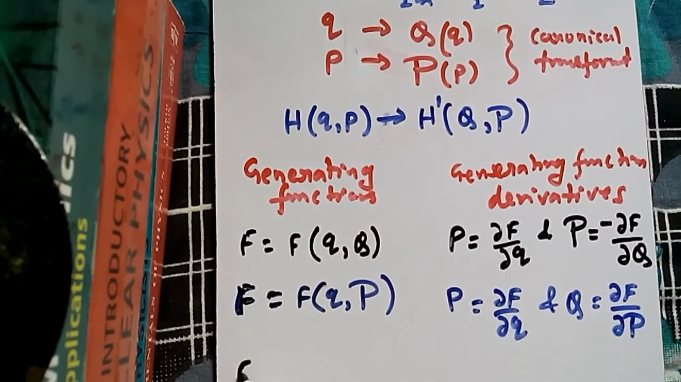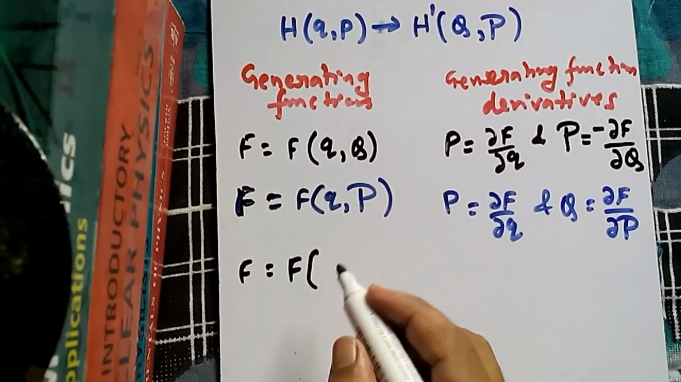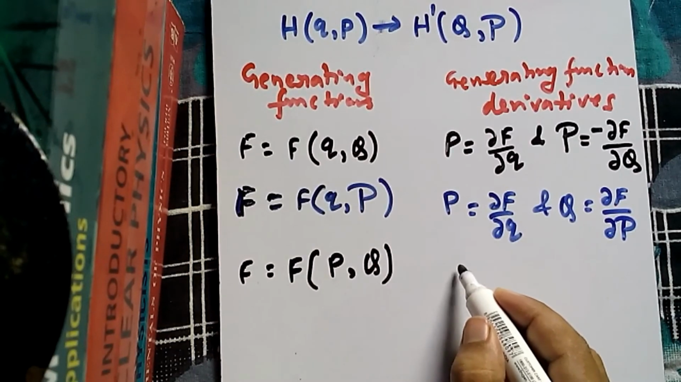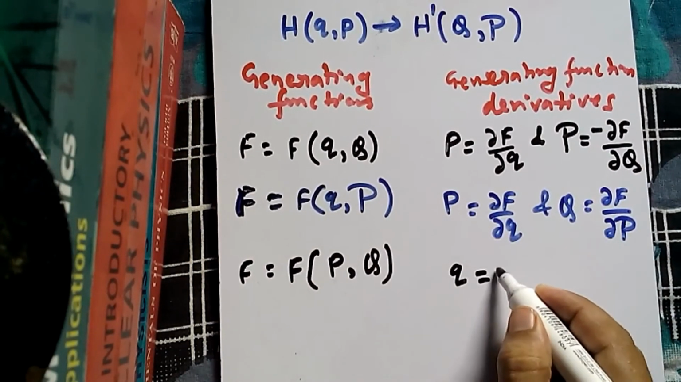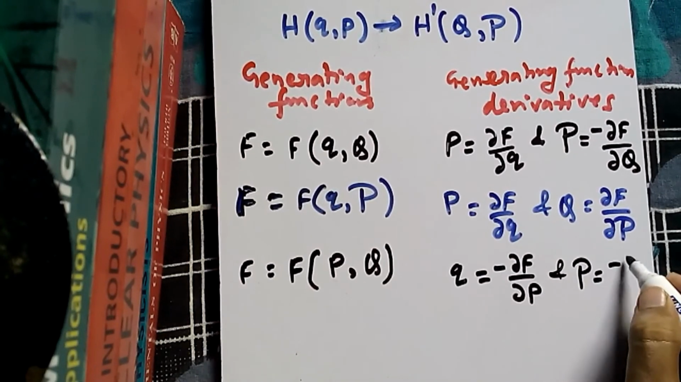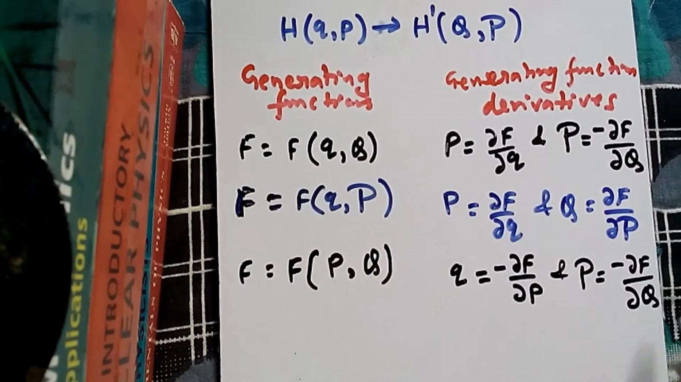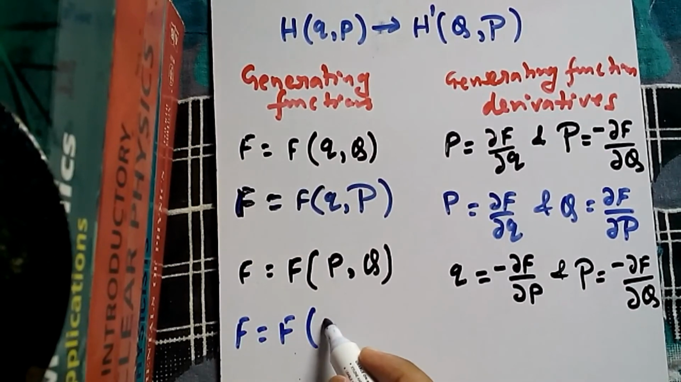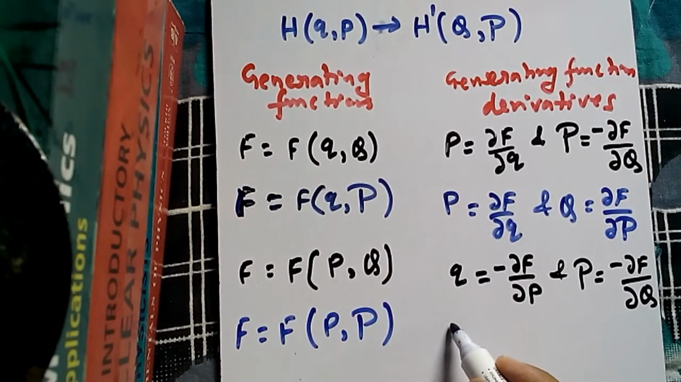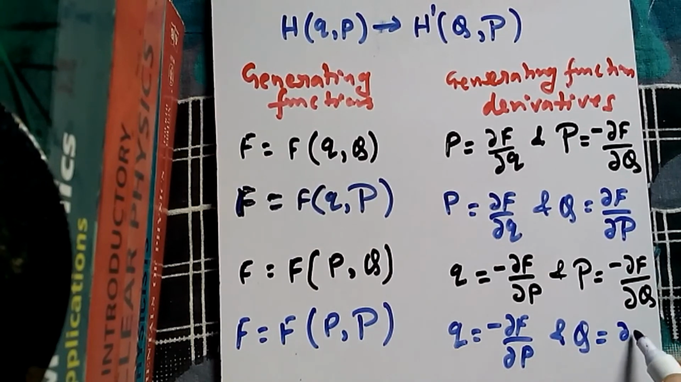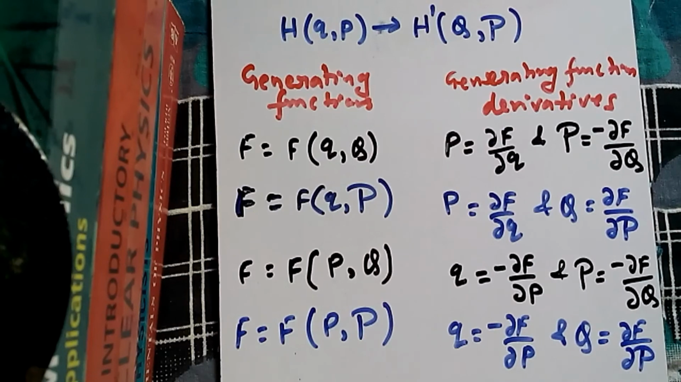Again we could have a generating function which is a function of small p and capital Q, and here we could have q is minus del F by del small p, and capital P is equals to minus del F by del capital Q. And again, the fourth type of generating function that is possible is a function of small p and capital P. Then again we have two formulas, that small q is minus del F by del small p, and capital Q is del F by del capital P.